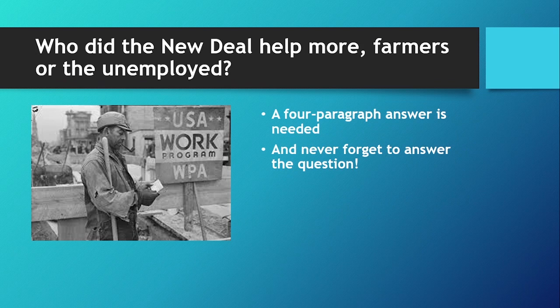Now you might get the kind of question that sets one group against another. For example, who did the New Deal help more, farmers or the unemployed? It's the kind of question where I would offer 4 separate paragraphs, plus and minus factors for farmers and the same for the unemployed. But you might also want to think about immediate relief and longer-term solutions, and reforms so that they wouldn't be in this position again.